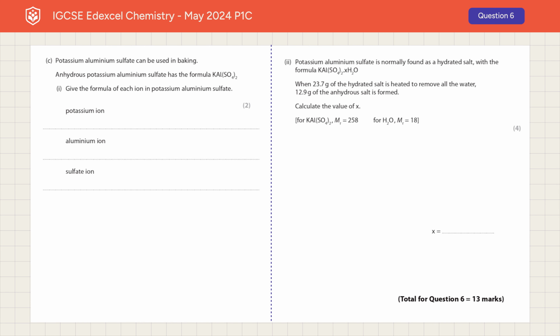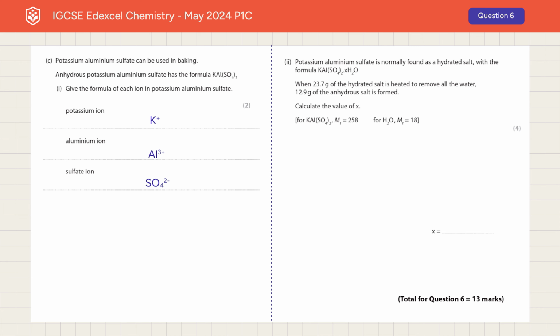Next, part C. Let's break down a compound you might find in baking powder, potassium aluminium sulfate. First, we have the potassium ion, which you'll recall from group 1, with a charge of K+. Next is the aluminium ion. Aluminium is in group 3 and typically forms an Al 3+ ion. Finally, the polyatomic sulfate ion has the formula SO4 2-.